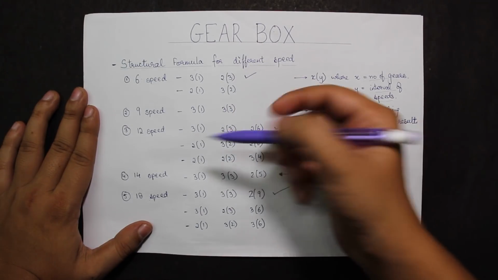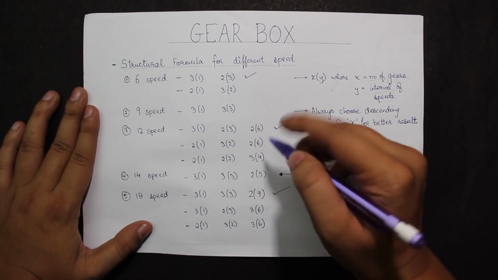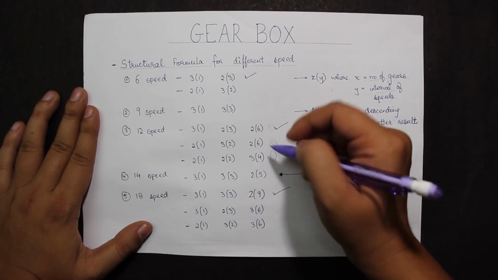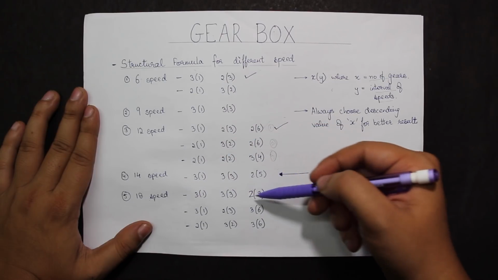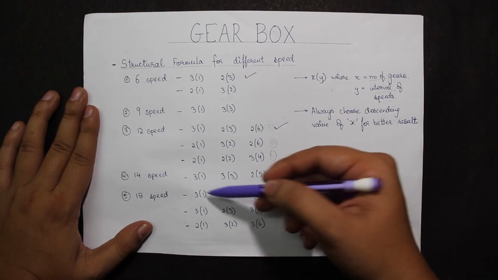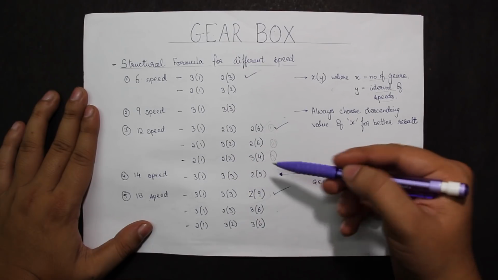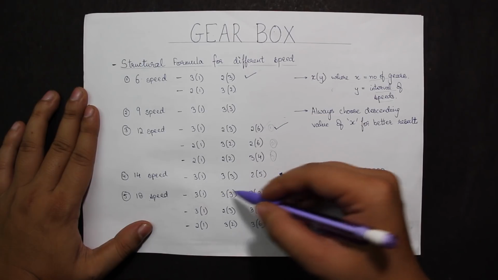For 12 speed, I can achieve this ratio by 3 different combinations. So 3 into 2, that is 6, 6 into 2, that is 12, so 12 speed. Similarly, for 18 speed, again I have 3 different combinations: 3 into 3, 9, 9 into 2, that is 18. Here the number outside the bracket is the number of gears, so the final speed which we will be needing.